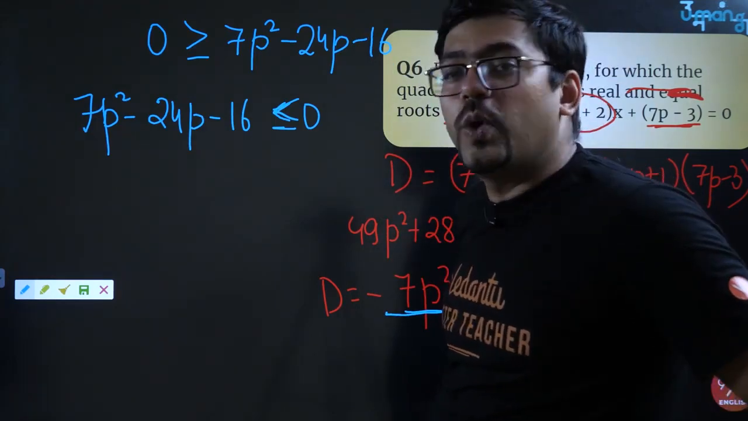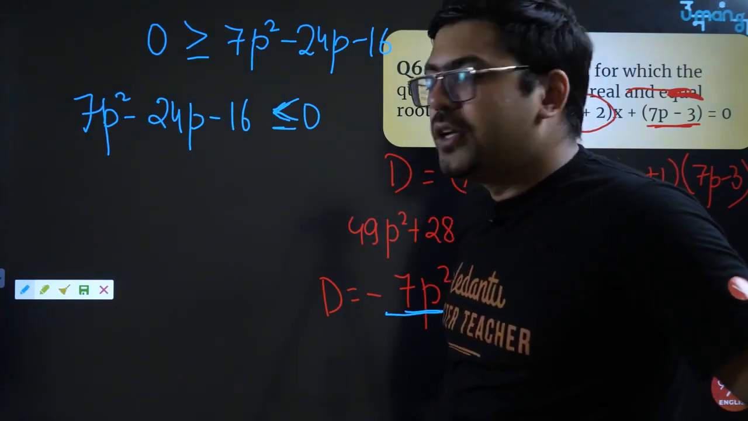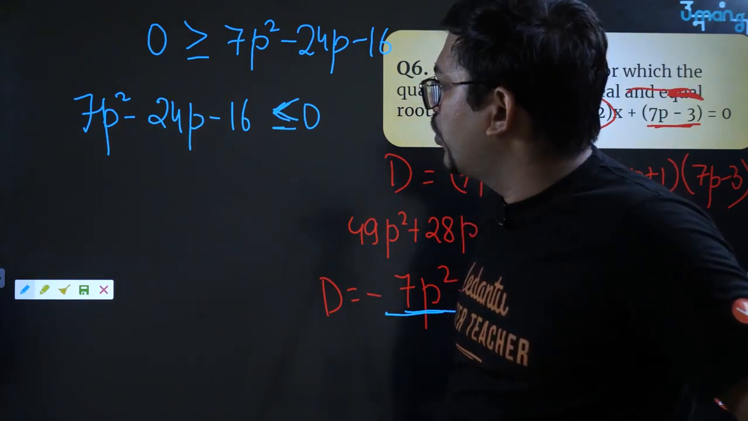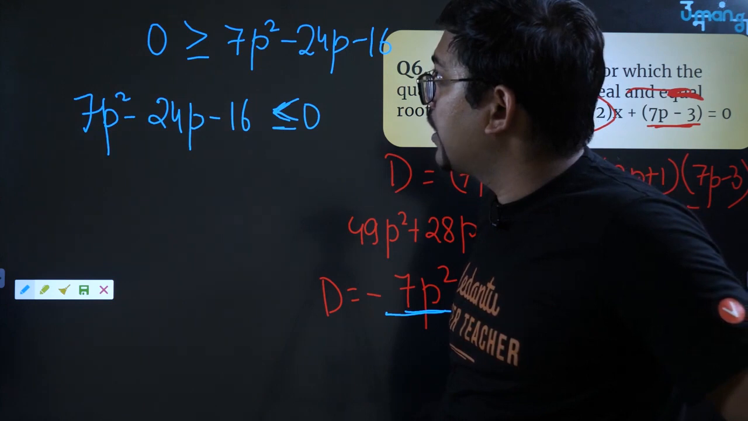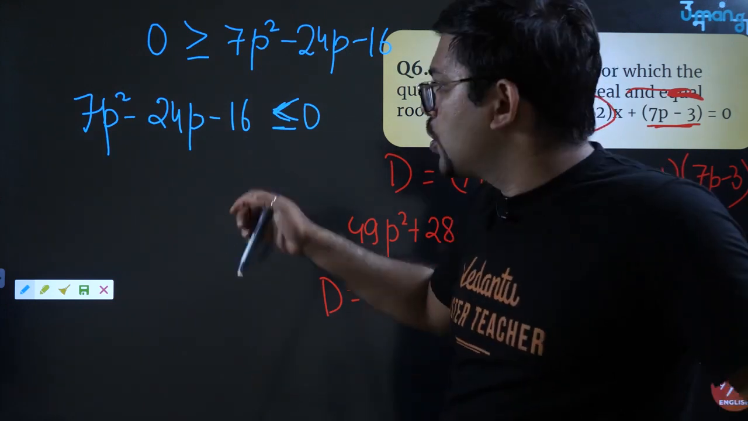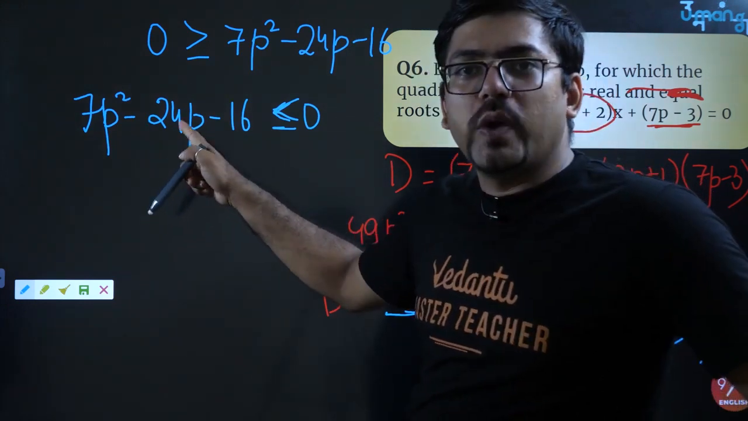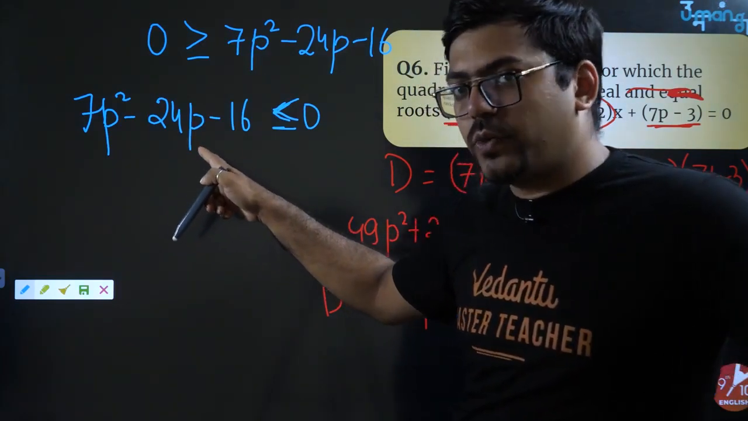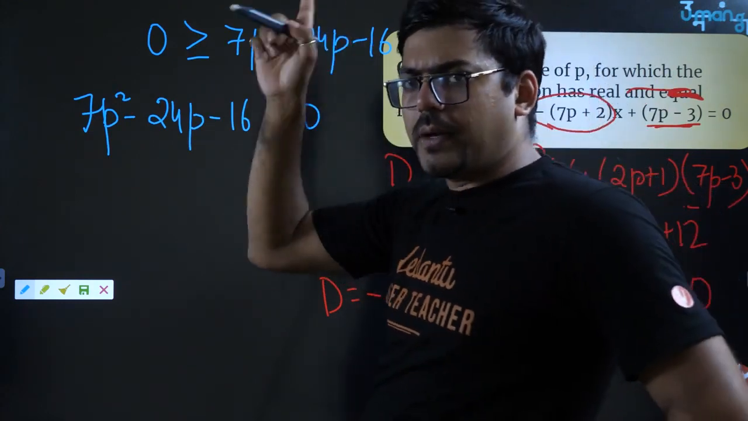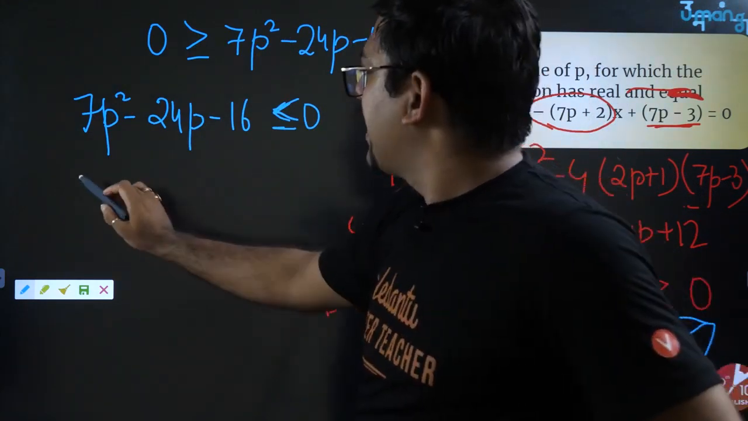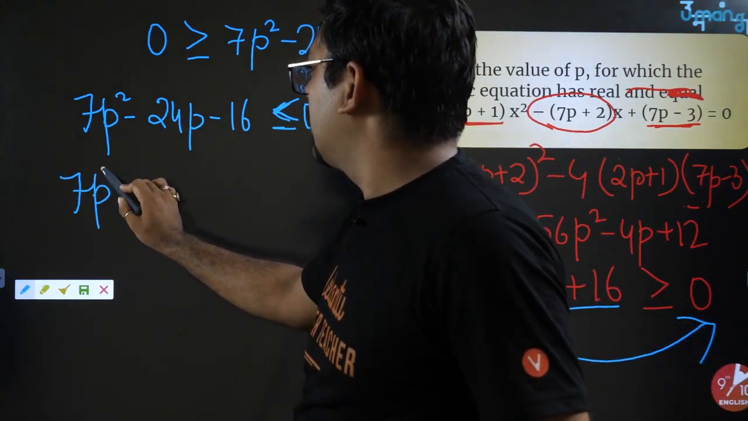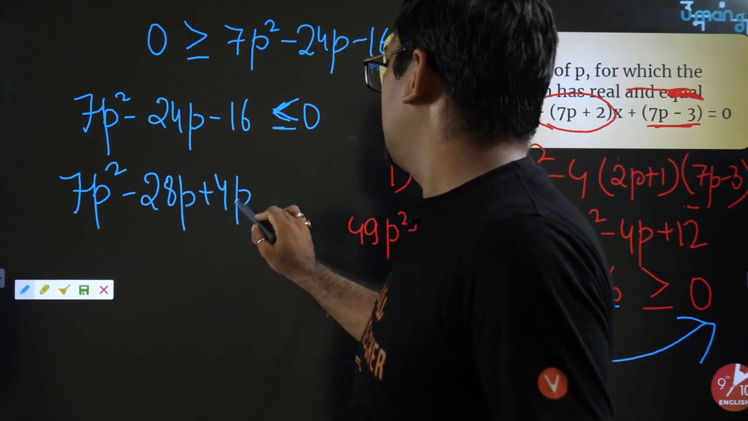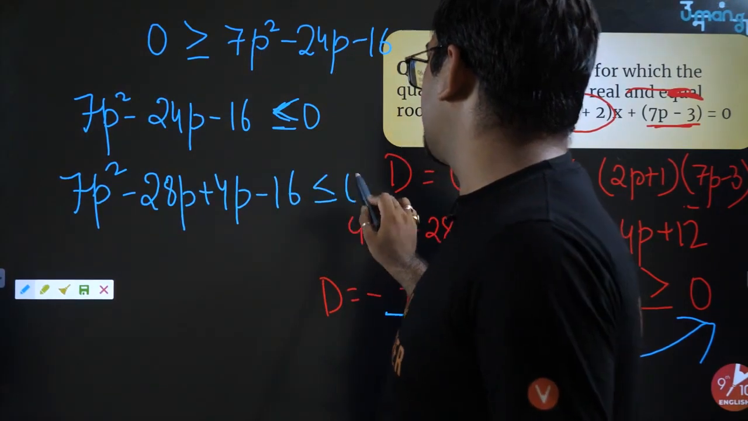Now, what has to be done? It has to be solved now. So doing the middle term splitting would be easiest. 16 can be broken into 4 into 4. 7 4s are 28, 28 minus 4 is 24. Okay, yeah, I got it. So it has to be broken into 28 and 4. Minus 28 plus 4 will give you minus 24. And that is the breaking. I did the middle term splitting in my mind. You can take a pen and copy. So I would write 7p square minus 28p plus 4p and then minus 16 less than or equal to 0.